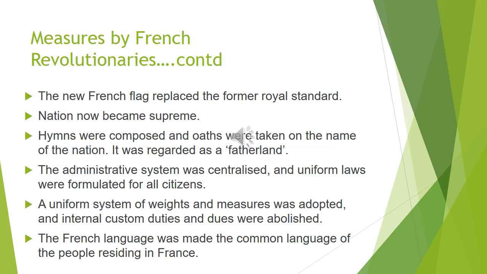The next measure was the introduction of a new French flag, which replaced the former royal standard. Now a new French flag was introduced, which was a tricolor, and it had blue, white, and red colors. And this replaced the earlier royal standard. Royal standard means the royal flag that was in use, right? So this shows that now the French people were no more under monarchical regime.